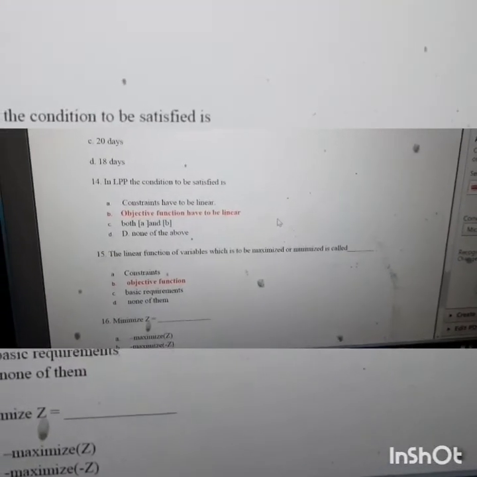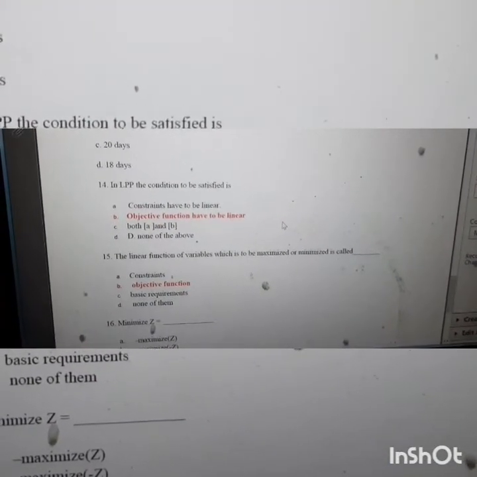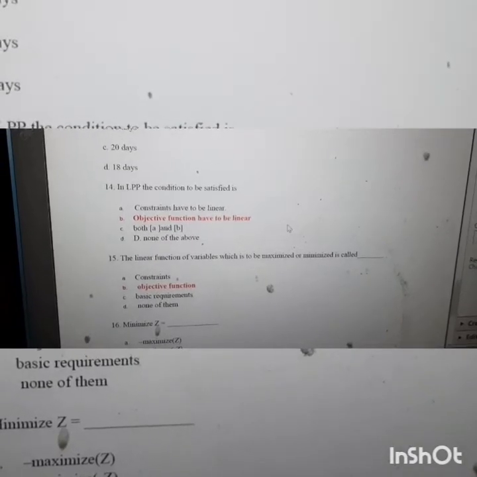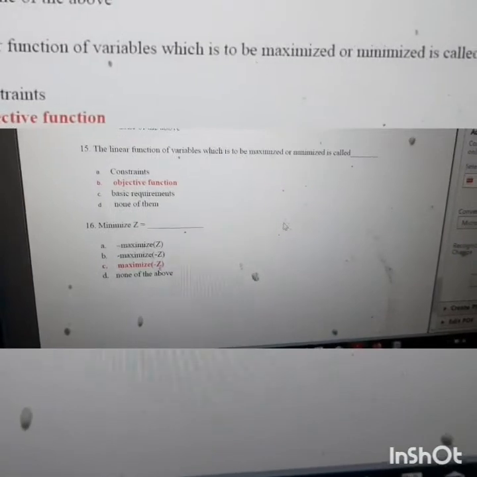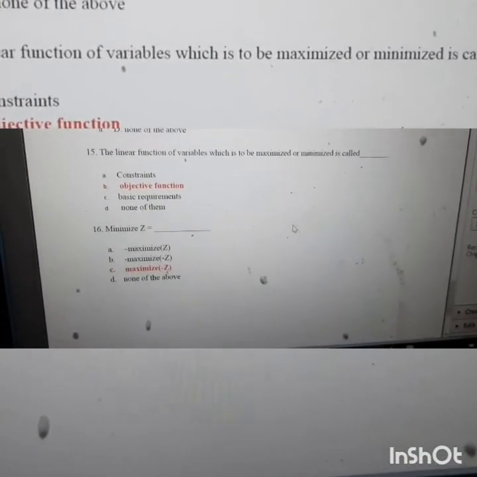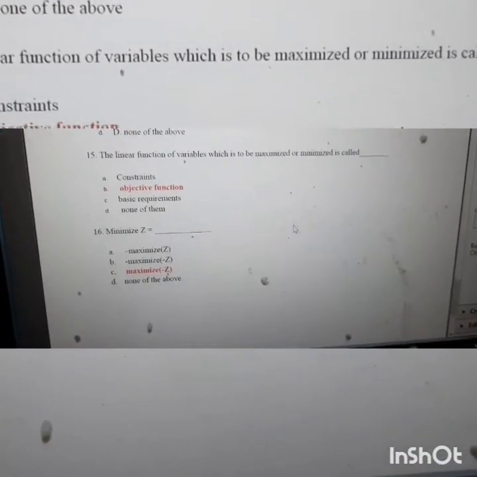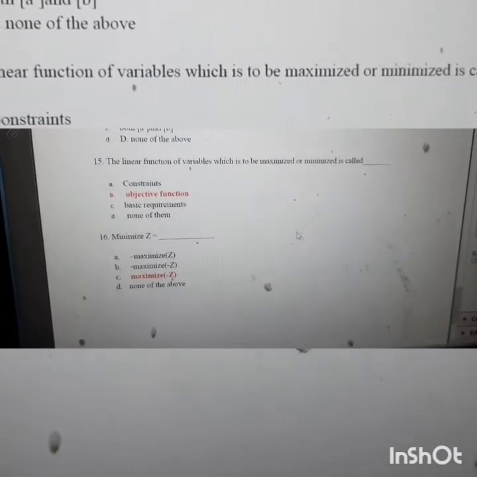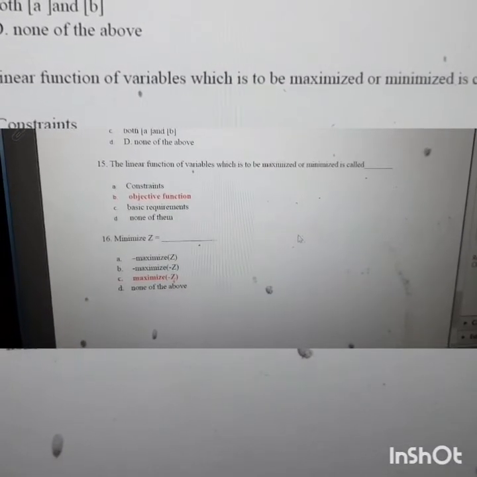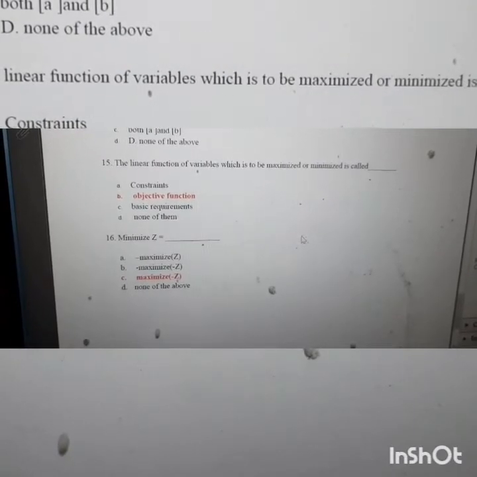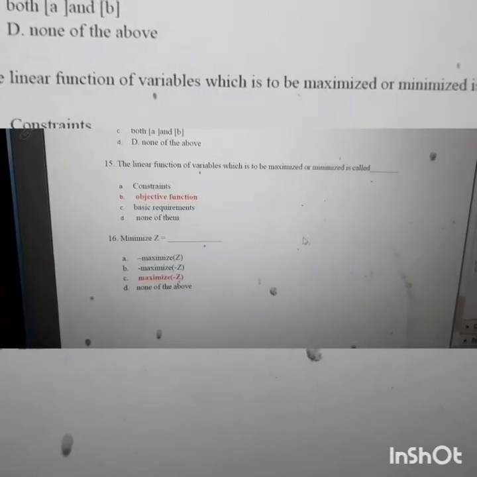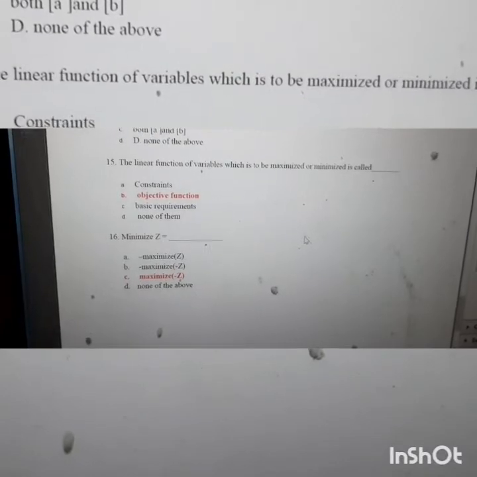In LPP, the condition to be satisfied is that the objective function has to be linear. So the correct option is option B. The linear function of variables which is to be maximized or minimized is called, in LPP we maximize or minimize the objective function. So the correct option is B. Next question is, minimize Z is equivalent to what? Minimize Z is equivalent to maximize minus Z.